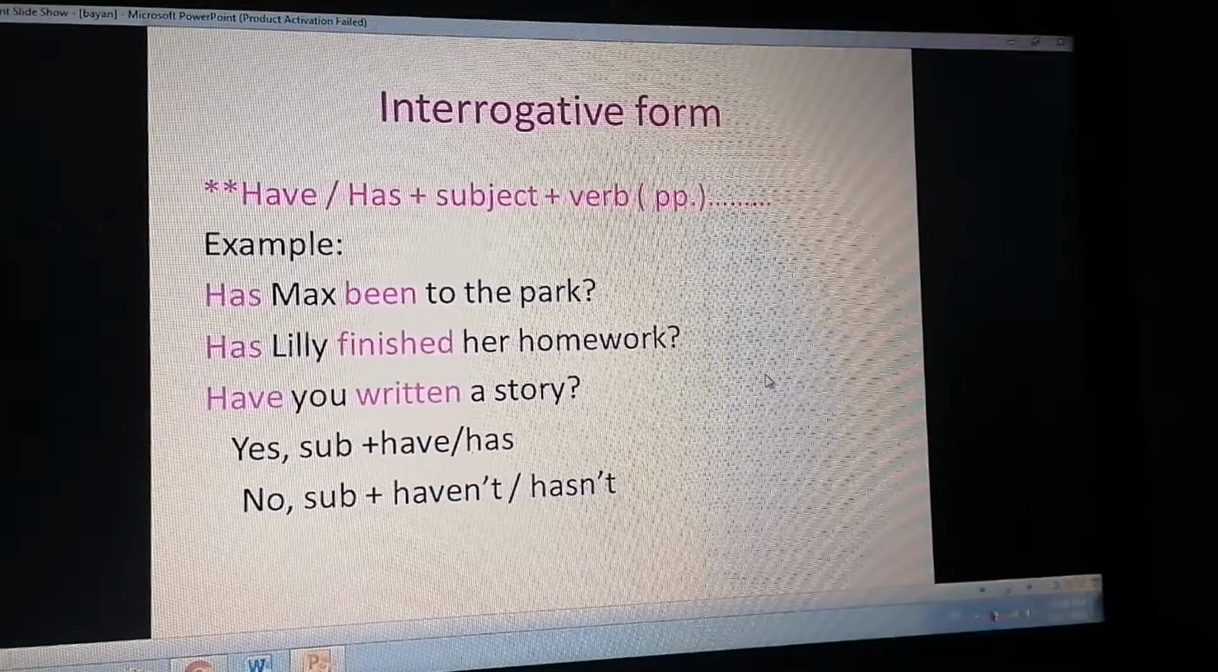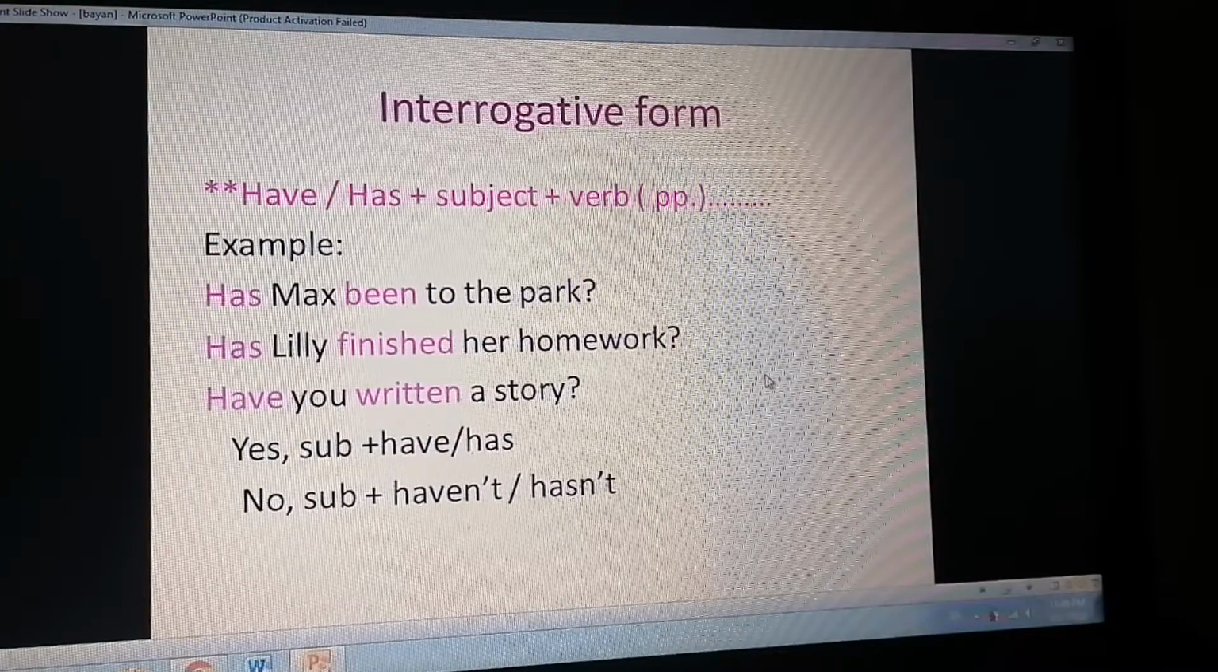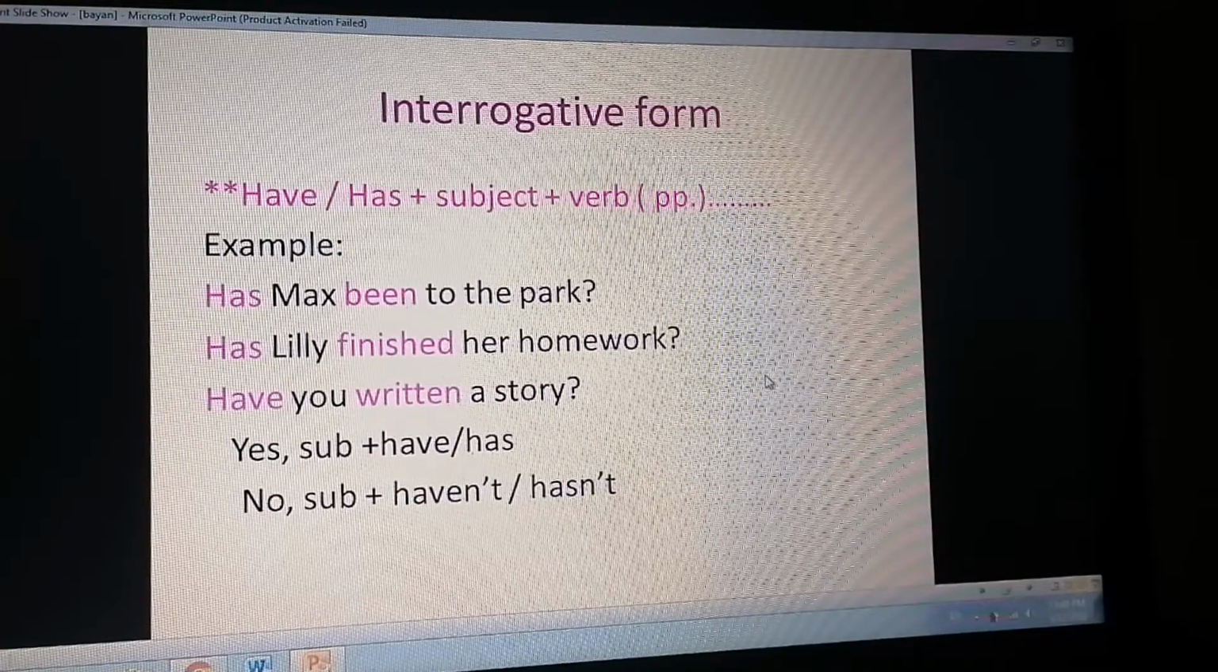Interrogative form: we start with has or have, plus subject, plus verb past participle, verb 3. Has Max been to the park? Has Lily finished her homework? Have you written a story? So, if you want to write an interrogative sentence in present perfect, you must start with have or has, then subject, then verb, past participle.